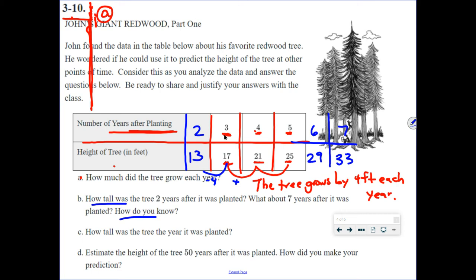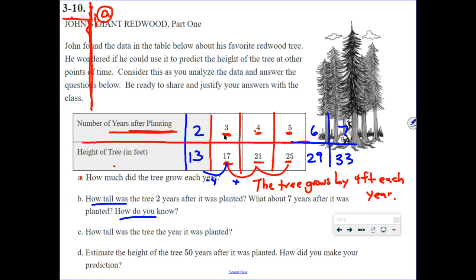So please figure out how tall the tree was when it was planted, and then estimate the height of the tree 50 years after it was planted. And this, guys, for letter D, this is an estimate. This is a prediction, so I want you to just kind of give it a guess. I'm not answering that question today, okay? So answer question C and answer question D, and then unpause it when you are done with those.